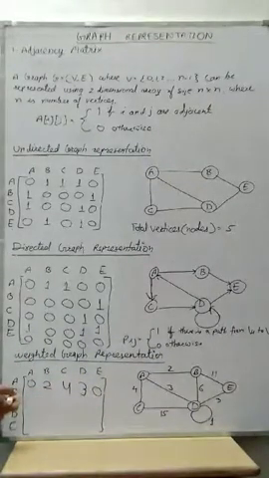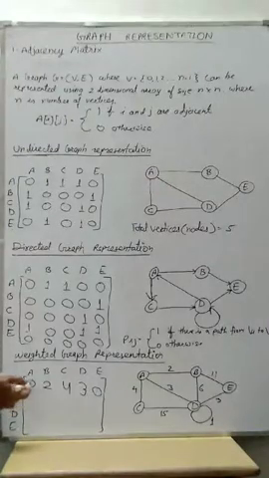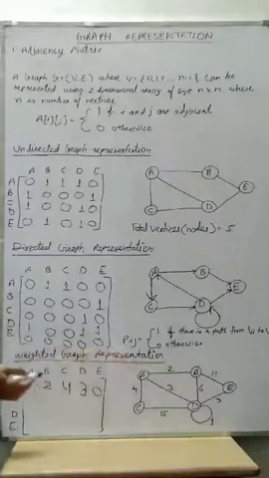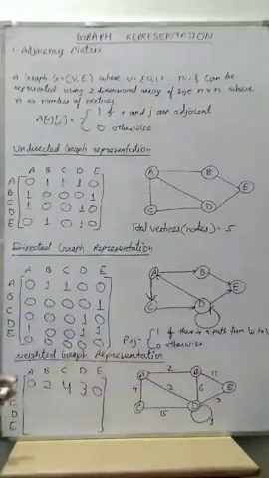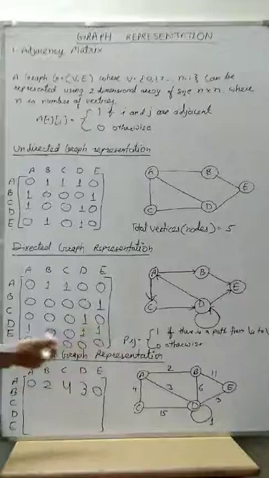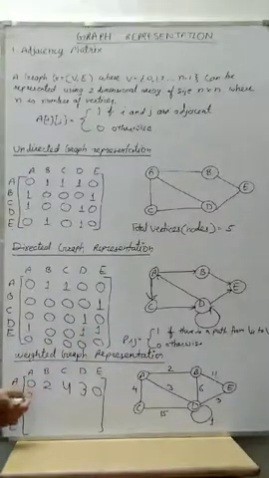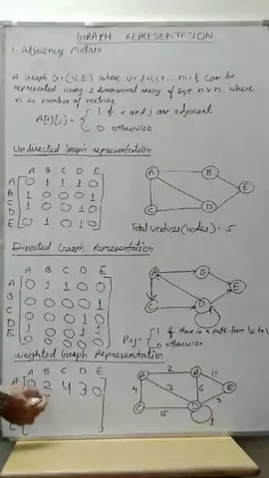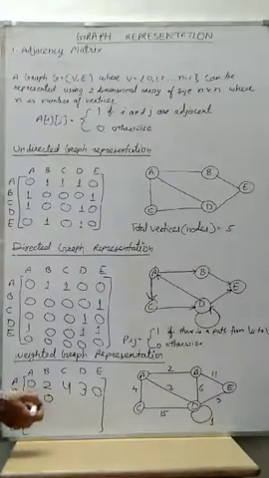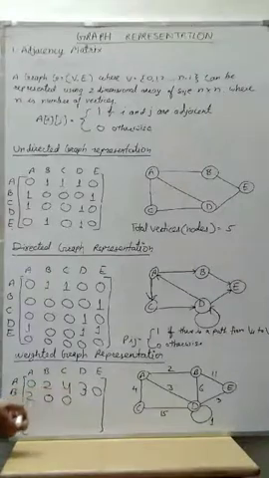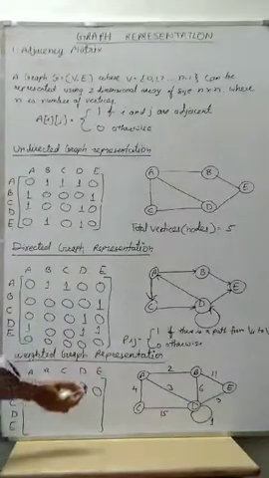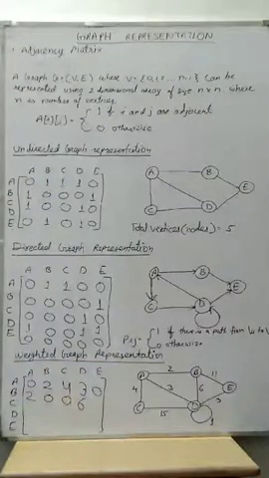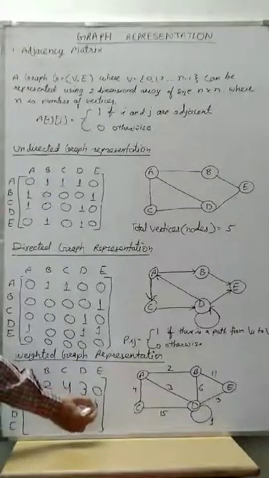Next, is there an edge from B to A? Yes, B to A, because it is not a directed graph. So there is an edge between A to B, B to A. So put the weight here. B to B, no. B to C, no. B to D, yes, there is an edge and the weight is 6. B to E, yes, edge and the weight is 11.